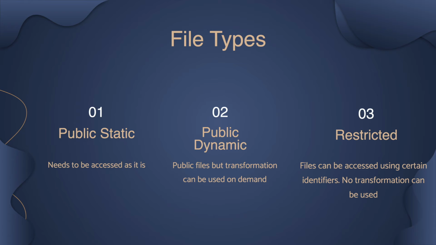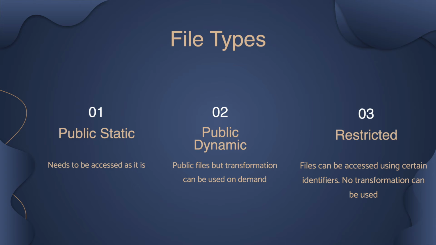Let's understand different types of file types based on the usage. So, first is public static. These files need to be accessed as they are, and these files are less secure, and no transformation is required. We can say if we have uploaded a PNG file, we need to access it as PNG only, nothing else.